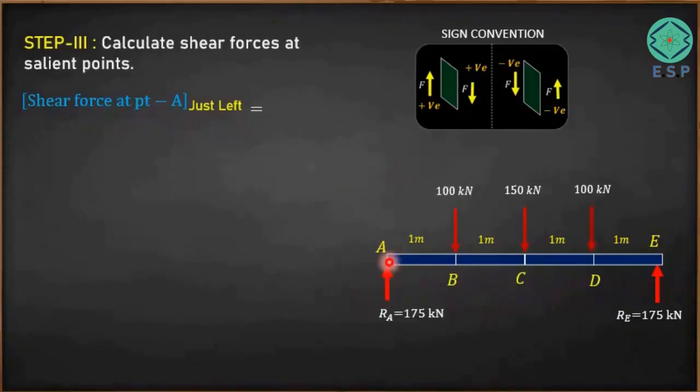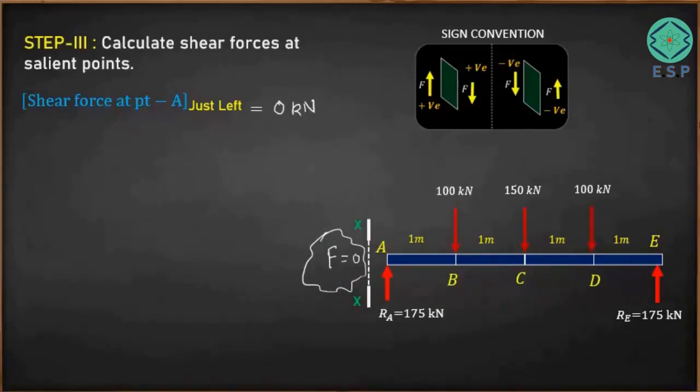So I am going to start from point A, but just before point A, I am going to take a plane like this. This plane I am considering, and I am going to take all the forces acting to the left hand side of this particular plane XX. At the left hand side of this plane, there is no shear force acting. Okay, clear? So shear force at point A, when the plane is just left of point A, is going to be 0 kilonewton.